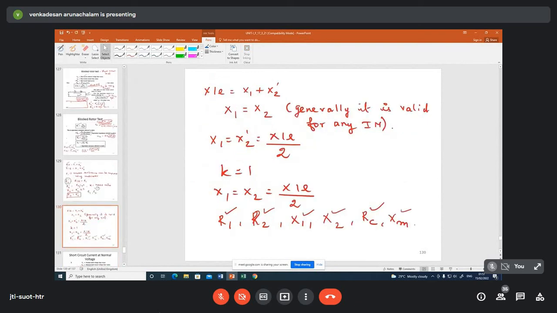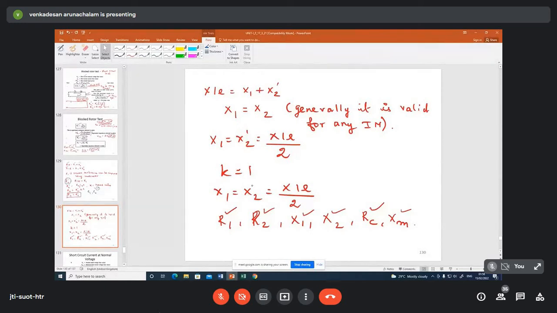And similarly here, X1E is nothing but X1 plus X2 dash. If you assume stator reactance is equal to rotor reactance, generally it is valid for any induction motor. If you take any induction motor and measure the value of stator reactance and rotor reactance, both will be the same. And if you assume K is equal to 1, then X1 becomes equal to X2, that is equal to X1E by 2.